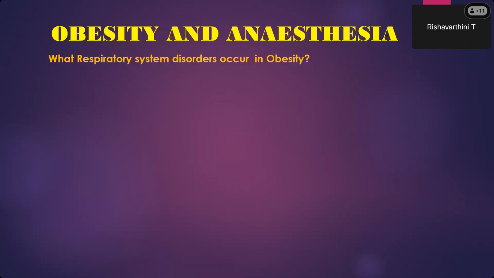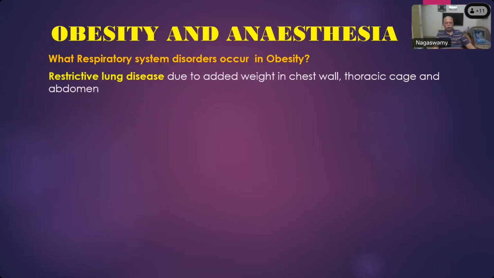Okay. So what type of respiratory problem will they get? Restrictive pattern. Restrictive type of lung disease due to added weight on the chest wall, thoracic cage, and abdomen. That is the most common because too much fat is deposited under the skin, which is pressing on the chest wall, not allowing the rib cage to expand well during inspiration, and causing limited expansion of the alveoli inside the thorax. Okay, so that is the first thing.